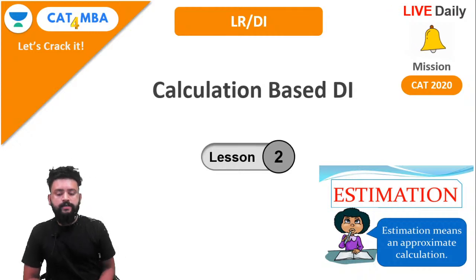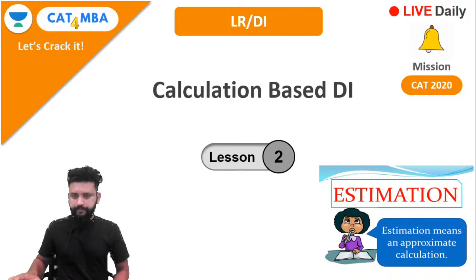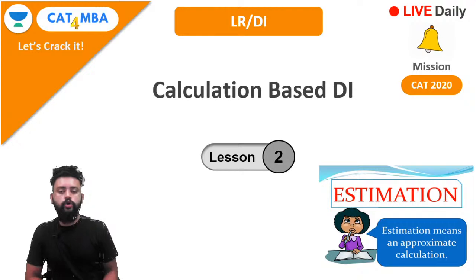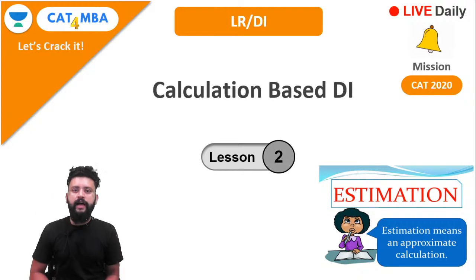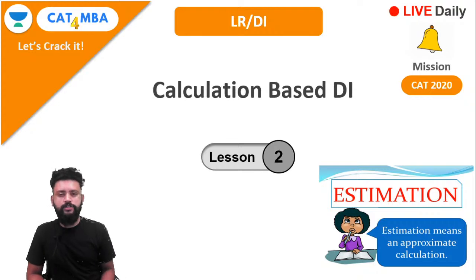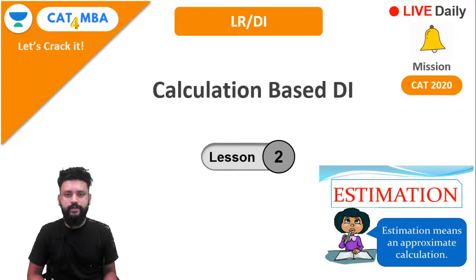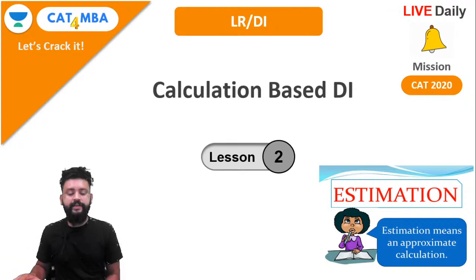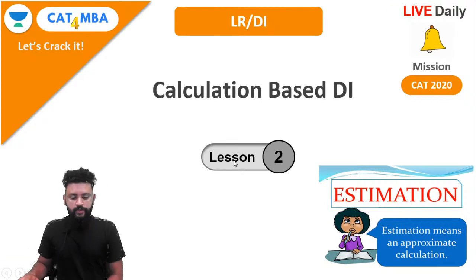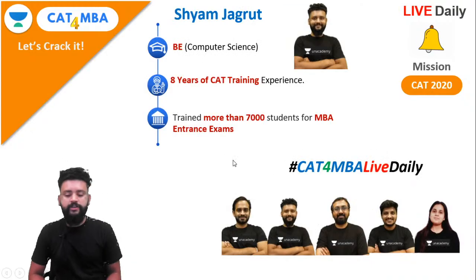So this is lesson 2 of calculation based DI, in which we are going to do two sets, totally based on calculations, and we'll be learning a few approximation shortcuts and a few tricky things related to how to use ratios, and a few things related to pie charts as well.